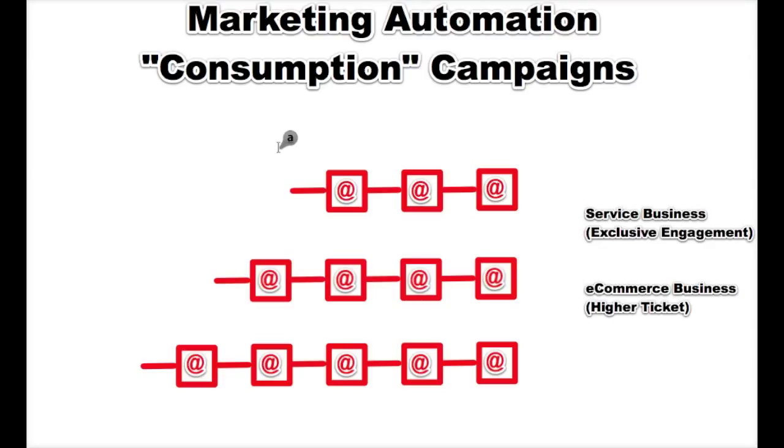So a consumption campaign is as follows. A consumption campaign is set in place when, in order to get your ideal conversion, let's put it up here, this is our ideal conversion, in order to attain our ideal conversion, we need our prospect or our lead to engage with our educational or informative content in a sequential fashion.